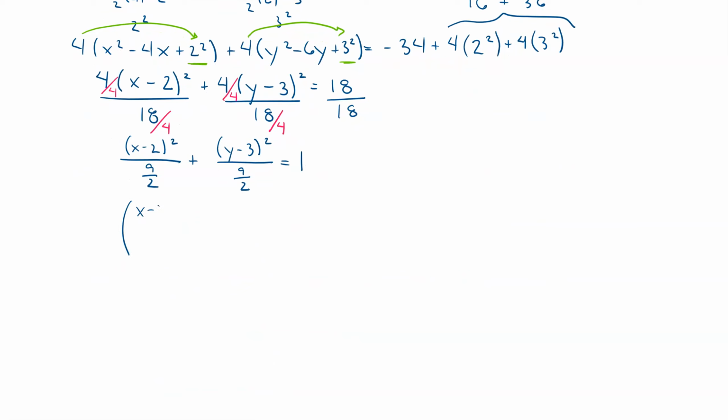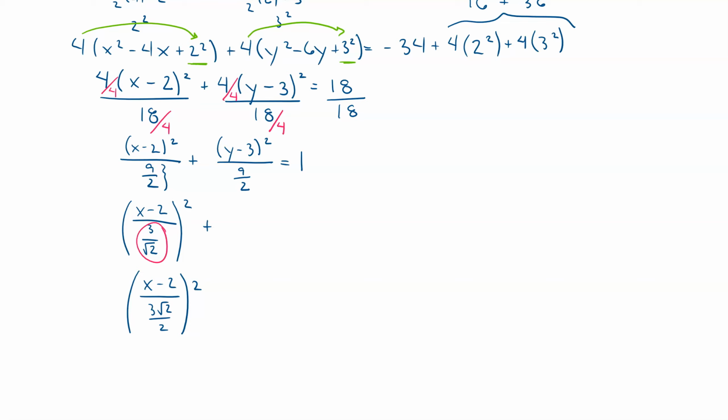So I have x minus 2 over, I need to take the square root of 9 over 2. So the square root of 9 is 3. The square root of 2 is, I don't know, the square root of 2. And I'm doing well, except I now need to rationalize this denominator. So what I'm going to end up with is x minus 2 over 3 rad 2 over 2 squared.